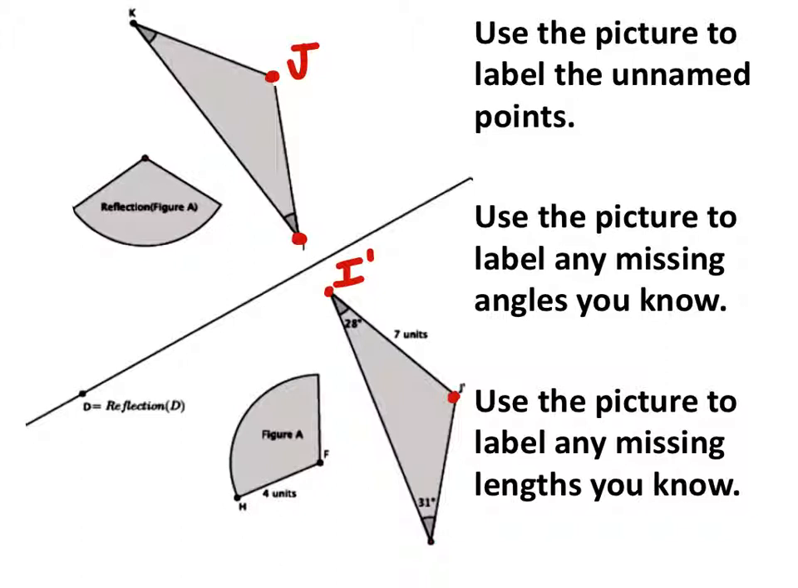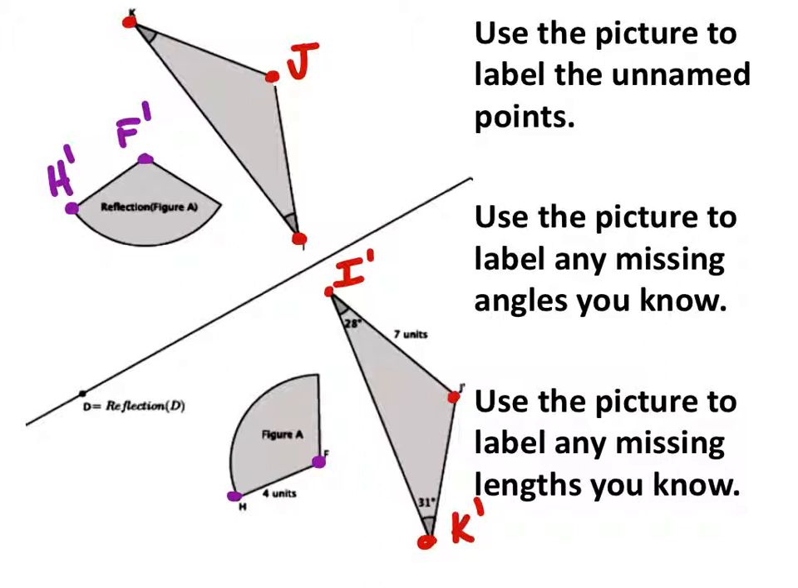Down here we've got F, which is labeled, so this is the reflected image, which means that this one has to be F prime. Same with H. Here we have H. Over here with the reflection, this must be H prime. And then we've got the point here at the bottom as well. Well, it's a reflection of the K at the top. So this point down here is going to be K prime.